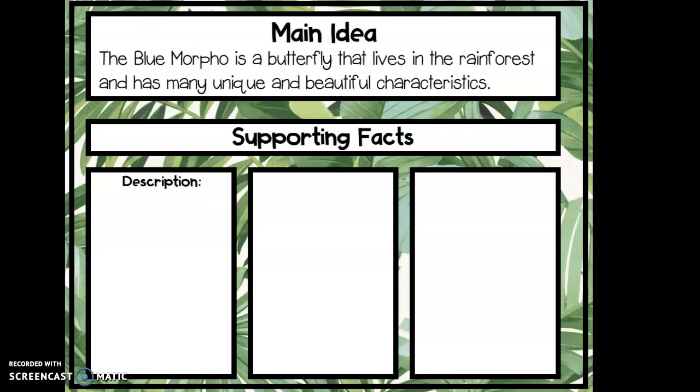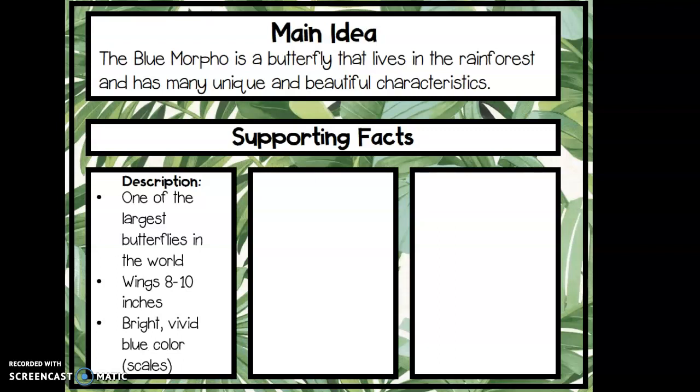So I am going to talk about the description of the blue morpho, and that would be that it is one of the largest butterflies in the world. It has wings that are 8 to 10 inches, and it is a bright, vivid blue color. And then I put in parentheses scales, because remember I found out that it's actually the scales and the way the light reflects on them that makes them look blue. My third paragraph, I'm going to put this information here into the center spot, this rectangle here.